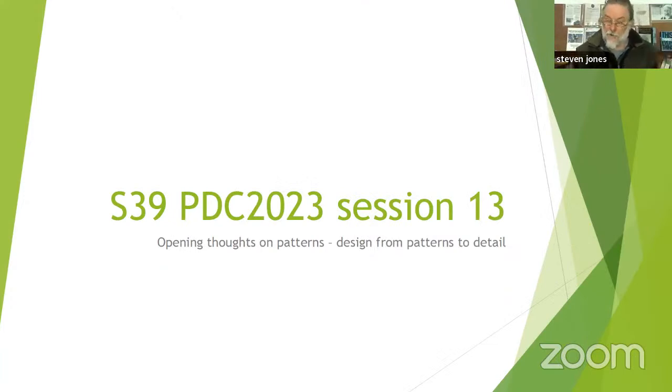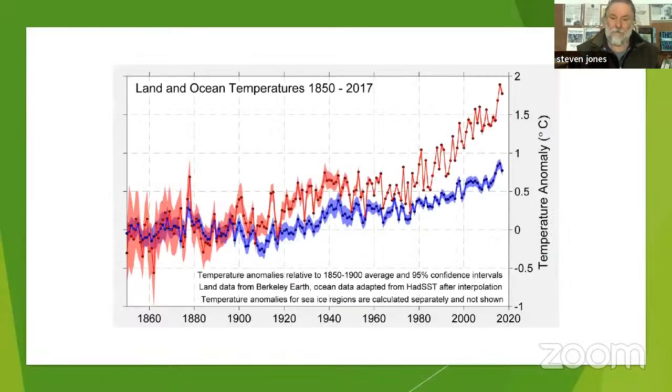So here we are, session 13 on our PDC. Opening thoughts about patterns and this idea of design from patterns to detail. Here's a pattern. This is the average temperatures for the land and sea, and how since 1850 they have risen significantly by a degree. This is climate change. Now, that's a pattern, and it's not going to go away.